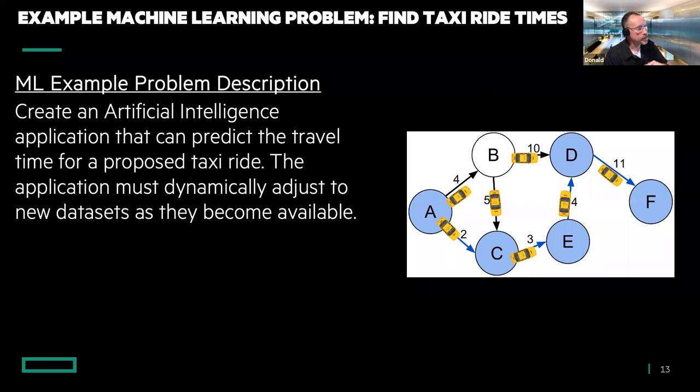So the problem description is an artificial intelligence application that has to predict the travel time for a proposed taxi ride. So we're going to take this huge data set from years and years of compiled data in New York, and then we're going to allow the user to query specific points A to B to C and figure out what the average travel time would be.